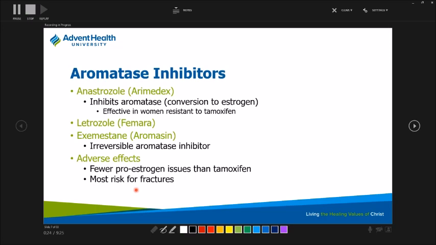Which one do you think would be more potent at dropping estrogen levels? Irreversible, right? Because you have to produce new aromatase in order for the enzyme to actually work again. So just be aware of that. Again, big risk for fractures with these because we're getting no positive effects on the bone. You're decreasing estrogen activity everywhere because you have less estrogen overall. So again, fracture risk is going to be a big thing with this one.